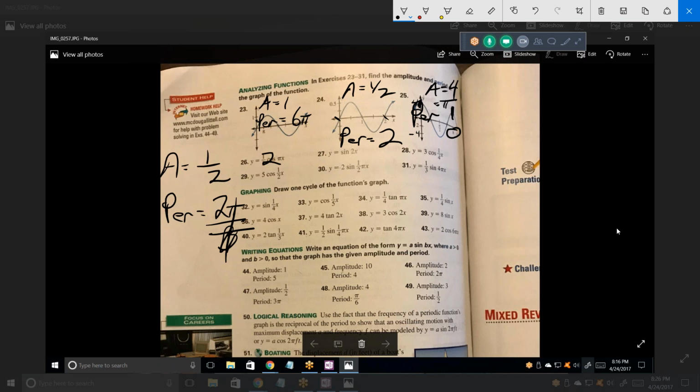That's covering up the problem. That doesn't help. But you're good. You know what it is. Okay. Here, what's the amplitude on 27? Hold on.